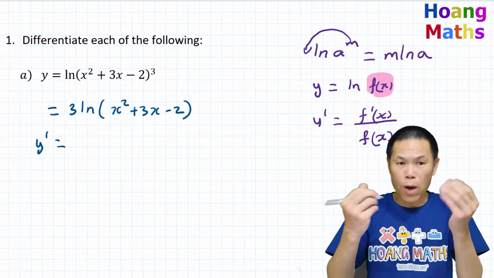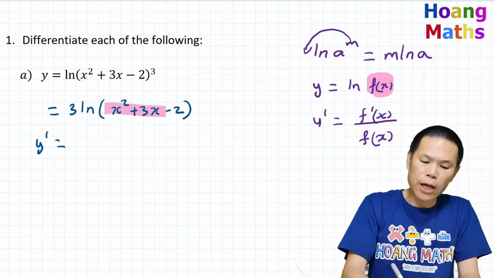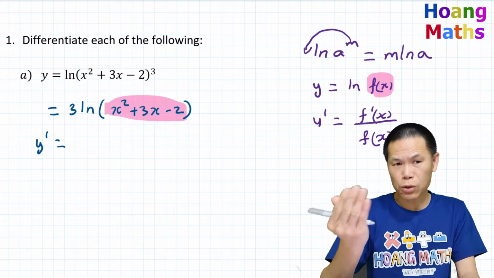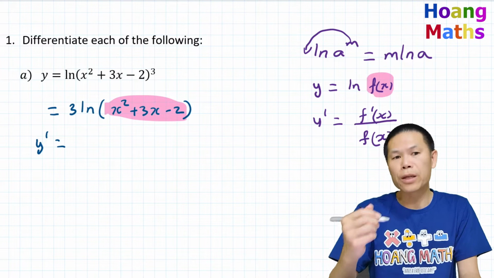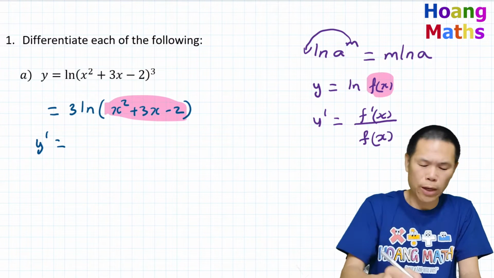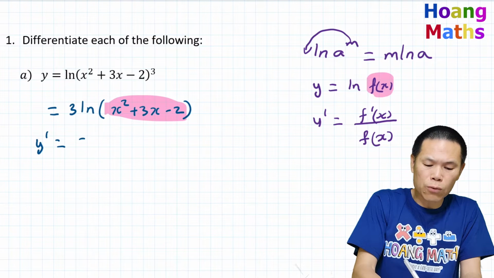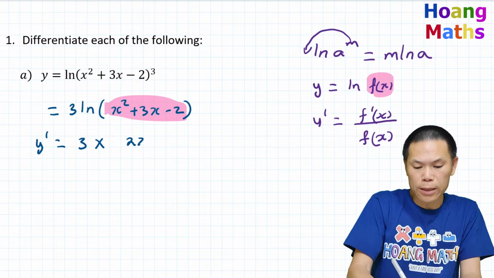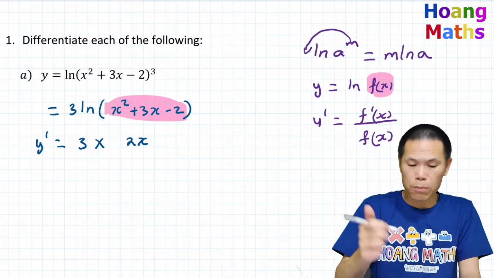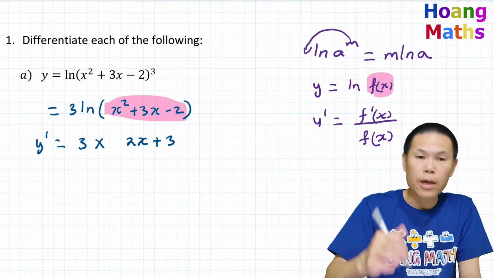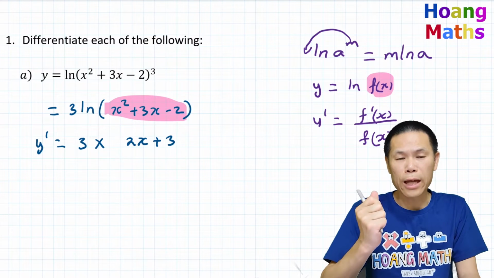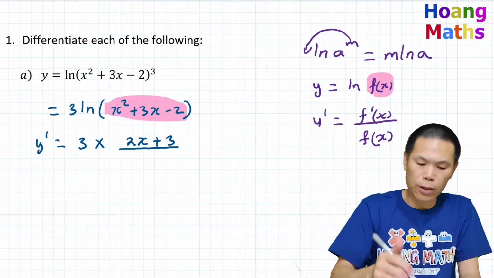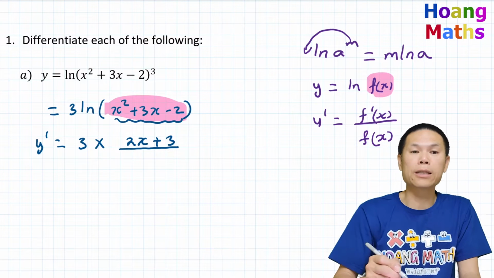So dy/dx, or y dash, is equal to, we differentiate the function in here. Differentiate x squared, we bring the 2 down, becomes 2x, because 2 minus 1 is 1, so 2x to the power 1, that is 2x. The 3 is a constant, we just write this down first. And we times by, we differentiate x squared, gives me 2x, and then we differentiate 3x, which gives me 3, and we differentiate minus 2, which is 0. So that is f dash x. And don't forget, we divide by f of x, so that is x squared plus 3x minus 2.